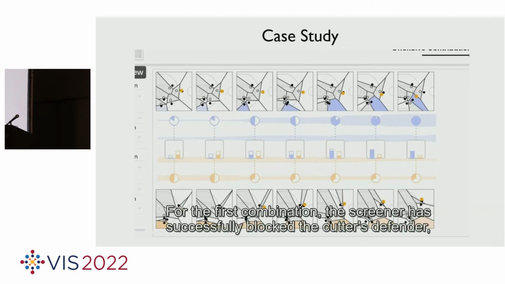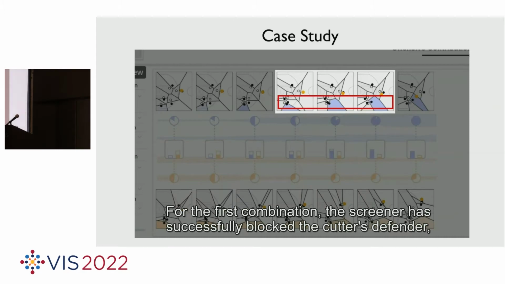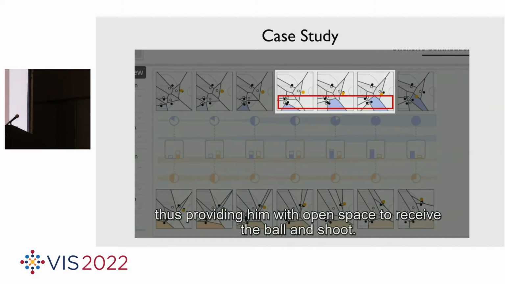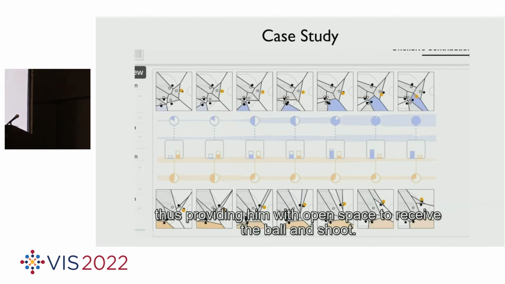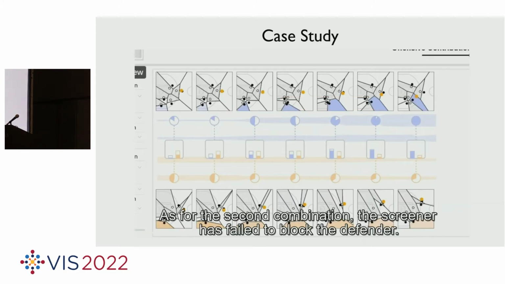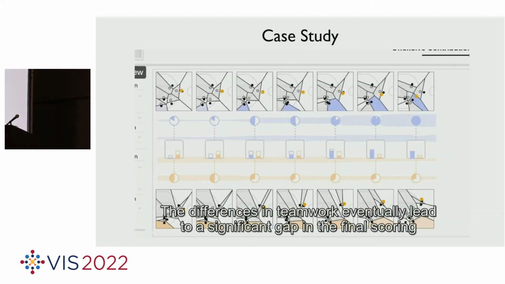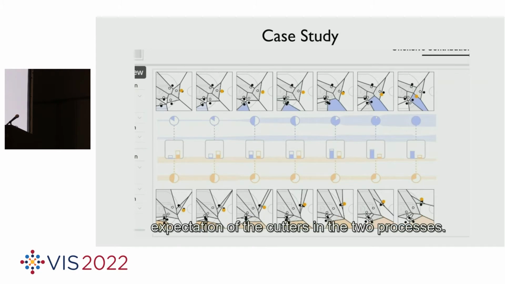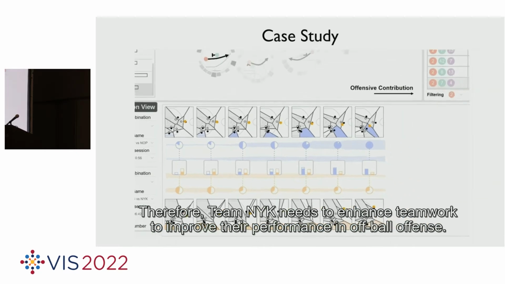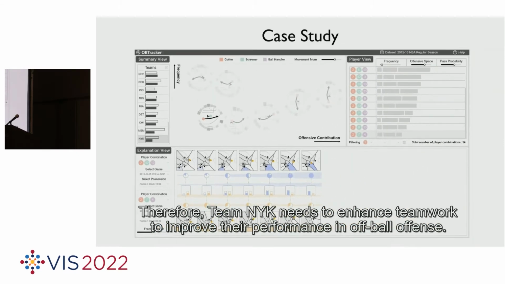For the first combination, the screener has successfully blocked the cutter's defender, thus providing him with open space to receive the ball and shoot. As for the second combination, the screener has failed to block the defender. The differences in teamwork eventually led to a significant gap in the final scoring expectation of the cutters in the two processes. Therefore, Team New York Knicks needs to enhance the teamwork to improve their performance in off-ball offense.